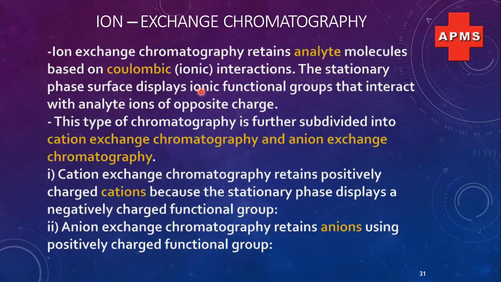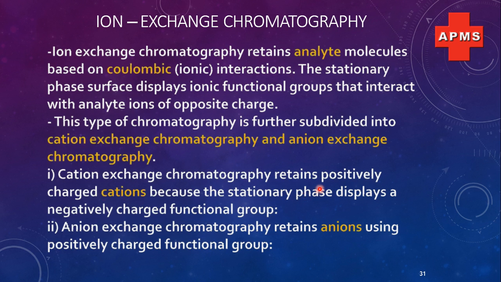The stationary phase displays ionic functional groups, meaning the stationary phase could be any polymer or other material which is functionalized with some groups which could show cationic or anionic behavior. Those functional groups may interact with analyte or sample component ions of opposite charge. This type of chromatography is further subdivided into cation exchange chromatography and anion exchange chromatography.